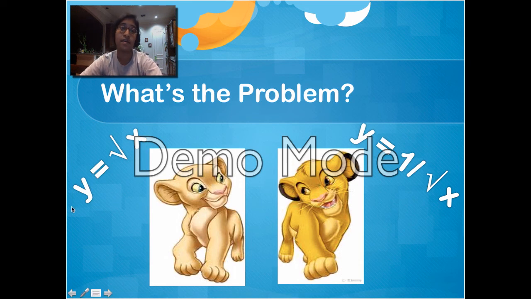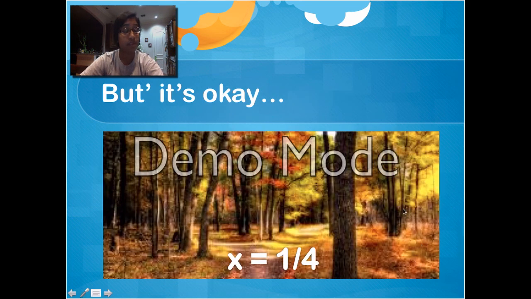Nala is on the path of y equals root x, and Simba is on the path of y equals 1 over root x. And it's okay though, because these two will be reunited, and on their two separate paths, they're going to go on two different tangents. And the tangent point, the x value is going to be 1/4 at the point where the tangent line is intersecting the actual path.